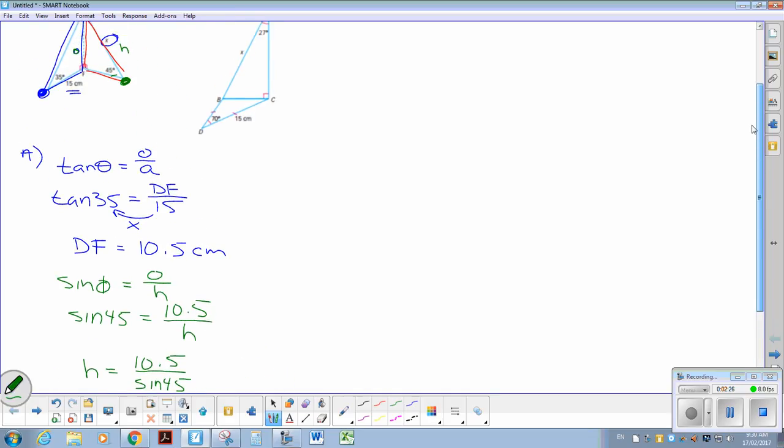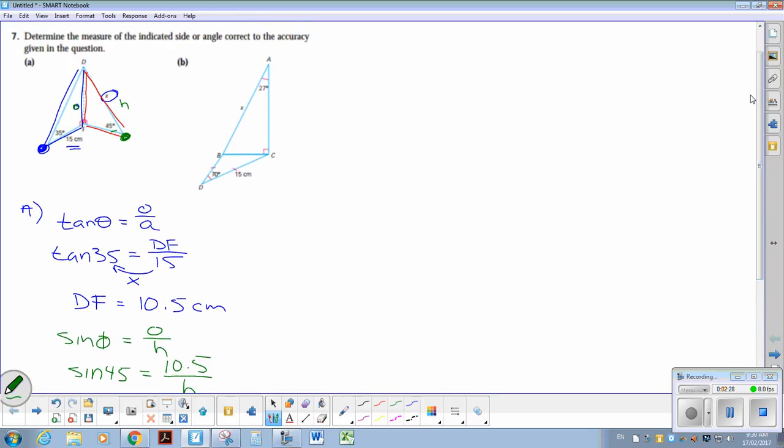Part B, I'll do as well. The difference with this one, you've got to be careful here. If you look, triangle DBC is not a right angle triangle, so you cannot use SOHCAHTOA in the first step. We do know the two side lengths here are equal, so we can use our cosine law.